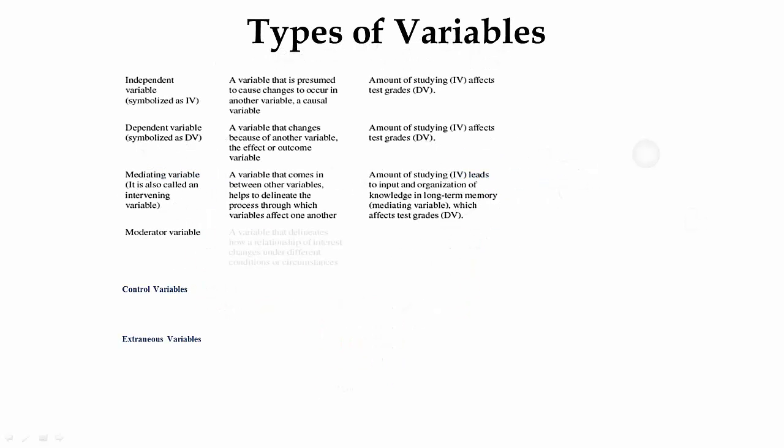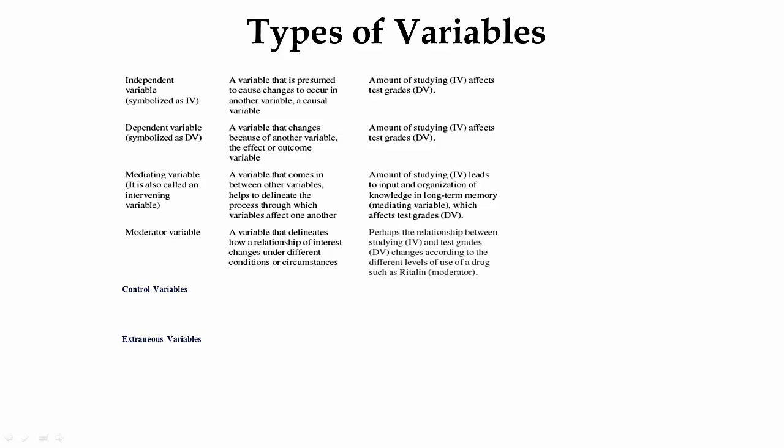Then you could have a moderator variable. And now these two can be confused, but they are really quite different. The difference between them, between moderating and mediating variables, is that the latter is not directly affected by the independent variable. Look at this example here.